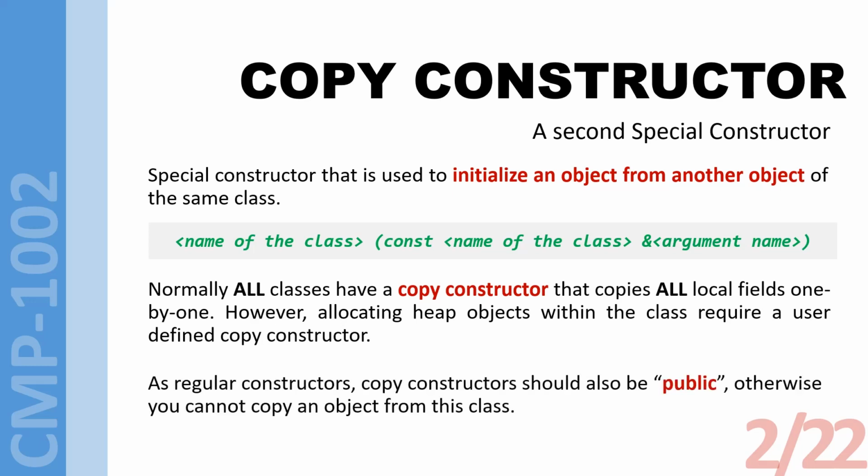As with regular constructors, copy constructors are supposed to be public. I think this goes without saying, but if you're asking whether we can make it private or protected, yes, of course you can do that. But if you set the copy constructor to be anything other than public, then it means that you cannot make a copy out of this class. You are prohibiting the system from making a copy object from this class.